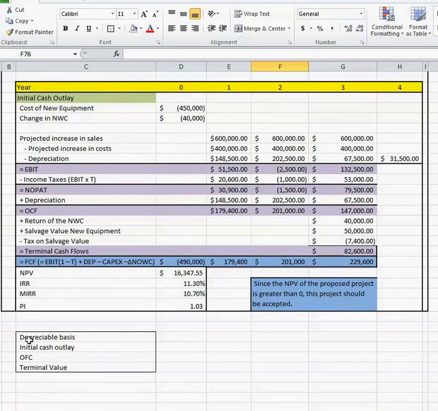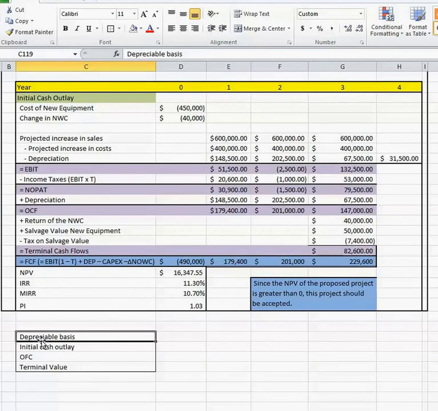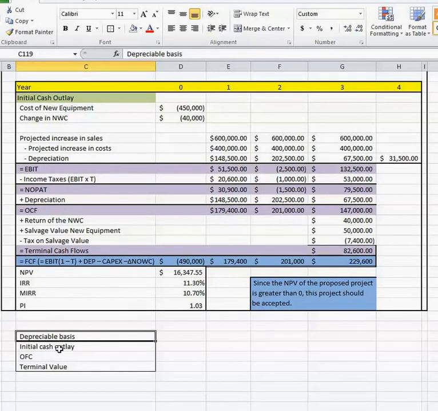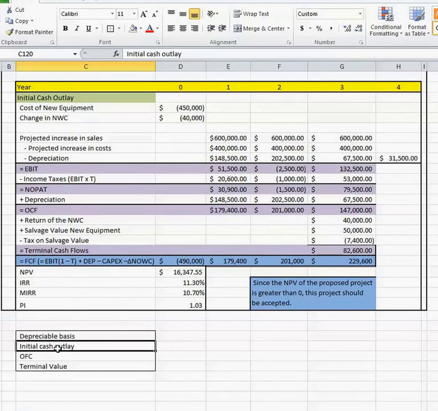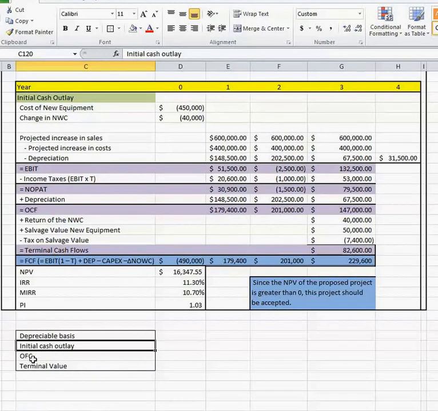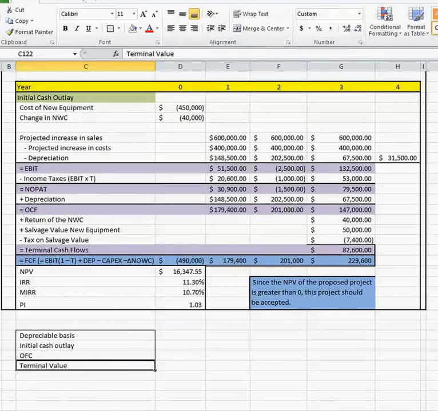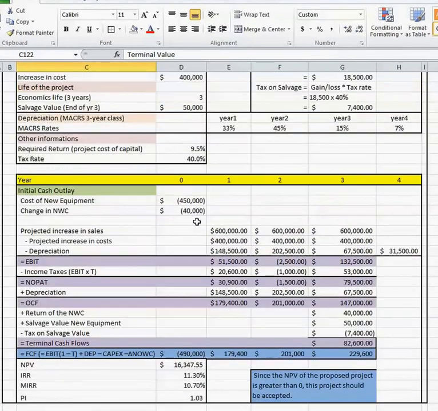Number one, you're going to be very careful at calculating the depreciable basis. That's the amount of depreciation you're going to be using. Then the initial cash outlay, that's the amount of money you need to put aside to run this project. Then calculating operating cash flows, and then terminal value. So these are the most important things you need to consider. Okay, so let me start with this problem.